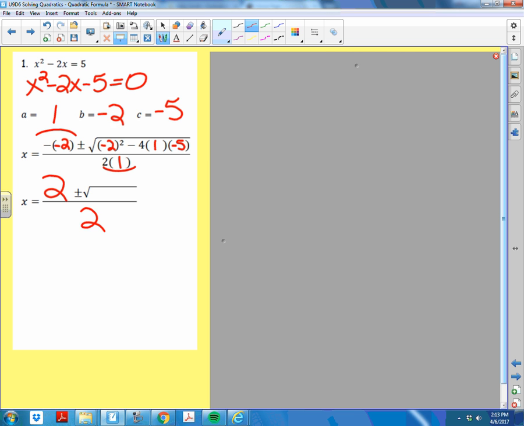Because of all the parentheses, guys, all you have to do is type it in just like it's written. So I'm just going to literally turn my calculator on, hit clear, type in parentheses, negative 2, close parentheses, squared, minus 4, parentheses 1, parentheses negative 5, and hit enter. It's just going to give me a number. If you punch it in correctly and hit enter, you should have the number 24.